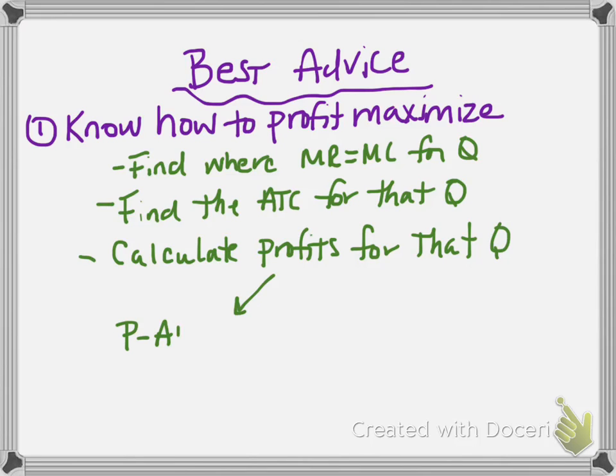Remember that you can calculate profits depending on what you're asked for as price minus average total cost for per unit profit. You can take that per unit profit or loss, multiply it by quantity for total profit or loss. Or if you're given total data, sometimes it's easier to calculate total profits by taking total revenue minus total cost. And remember, total revenue is price times quantity.